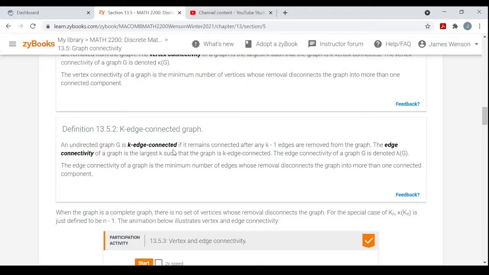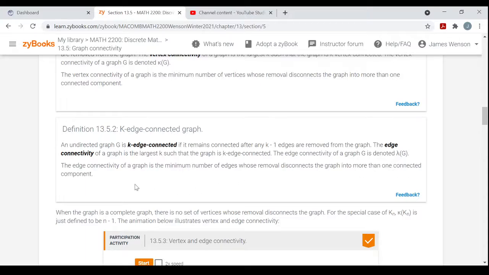Now for edge connectivity, we're going to try to find the largest value of k for which this happens, and that's called the edge connectivity of the graph. The edge connectivity of a graph is the largest value of k such that the graph is k edge connected. It's denoted by lambda of G, the edge connectivity of a graph G. In other words, the edge connectivity of a graph is the minimum number of edges whose removal disconnects the graph into more than one connected component, breaks it up.